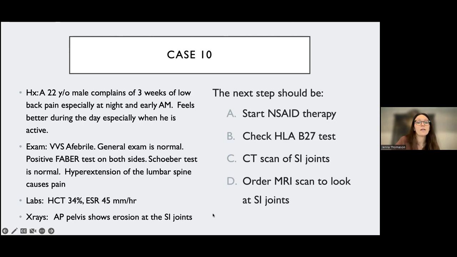So do you want to start this person on NSAID? Do you want to check HLA-B27? Do you want to get a CT of his SI joints to take a better look at the bones? Or do you want to order an MRI to look at the SI joints? Okay, good. We had a good spread here.